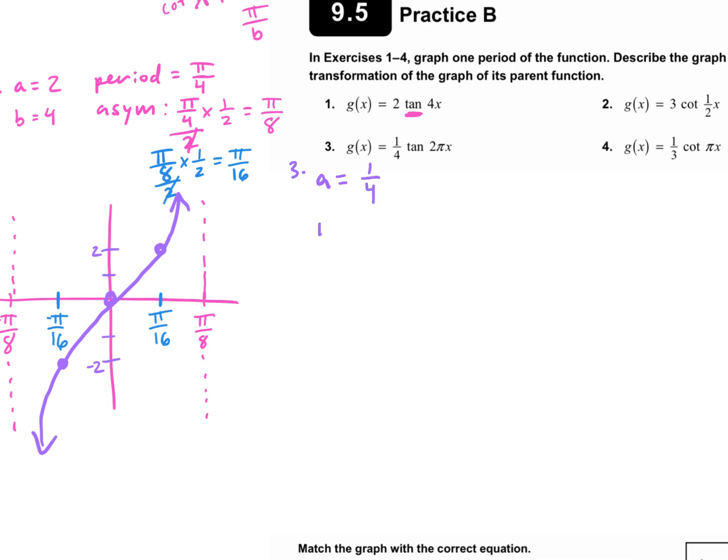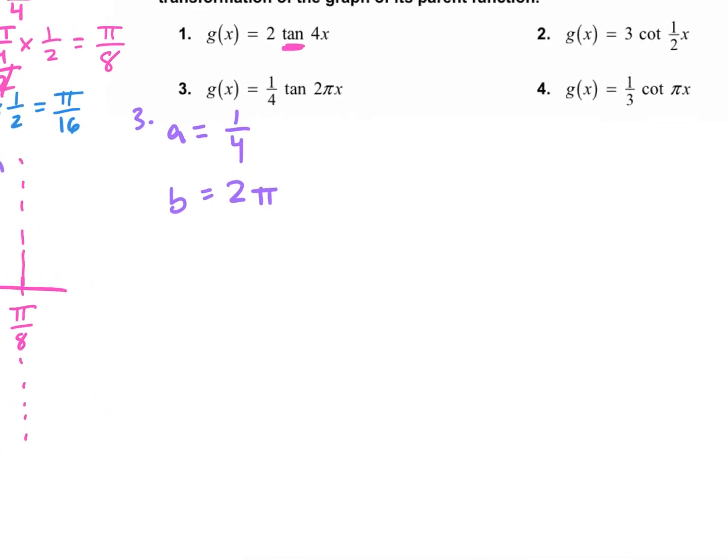1/4. And what's our B? 2 pi. So what is our period? Pi over 2 pi, so that would be 1/2. And then what's our asymptote? 1/2 divided by 2, so keep change flip. 1/2 times 1/2 would be 1/4.